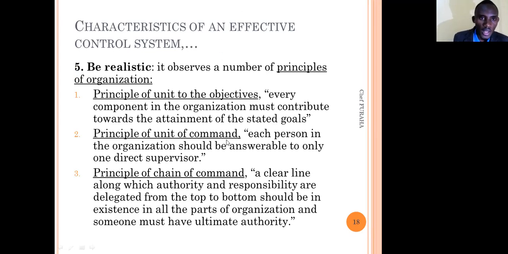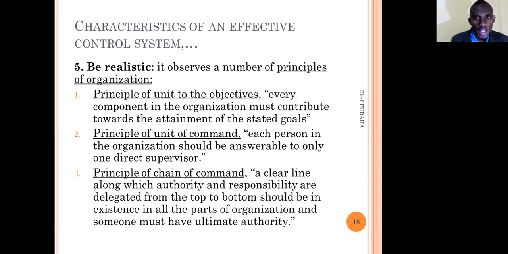So another characteristic of an effective control system is that the control process must be realistic. When you say realistic, it must be real. It must be defined properly. It must avoid confusion, whereby we have one unit which is called the principle of unity of objectives. Every component in the organization must know that we have these goals and we are working to achieve them. They must come together to achieve our objectives.